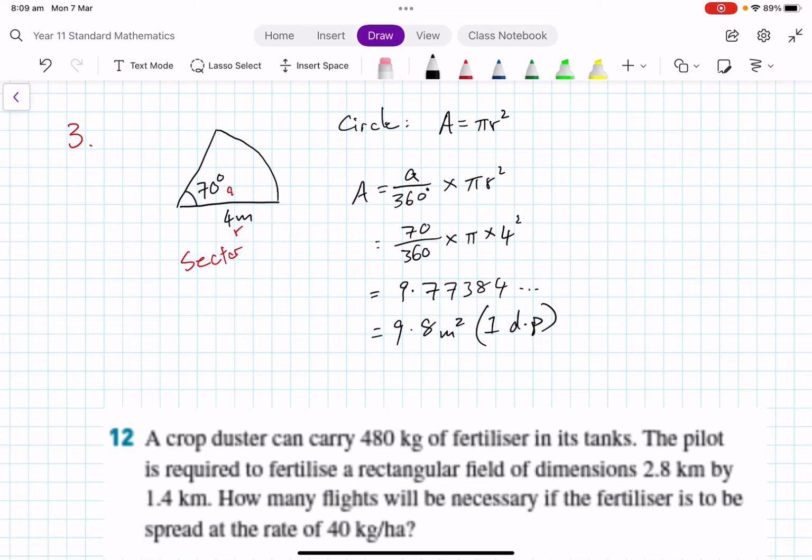No particular reason, just thought that's a reasonable estimate. You could even just say 10, which is probably close enough for many applications. But remember, it's the angle inside over the 360 times pi times r squared. Same principle as the length of the arc, which we looked at before.